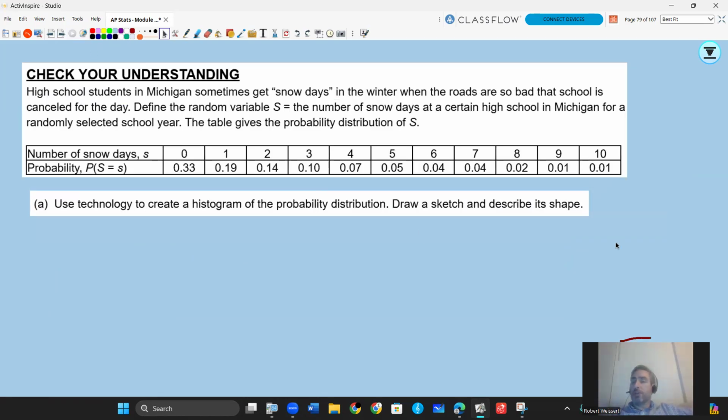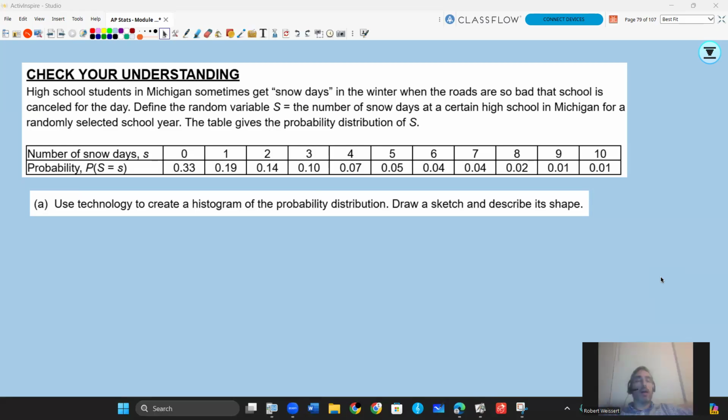All right, we have a check your understanding. There's, I think, a few parts on this one here. So take a look at part A. High school students in Michigan sometimes get snow days in the winter when the roads are so bad that school is canceled for the day. Define the random variable S equals the number of snow days at a certain high school in Michigan for a randomly selected school year. The table gives the probability distribution of S.